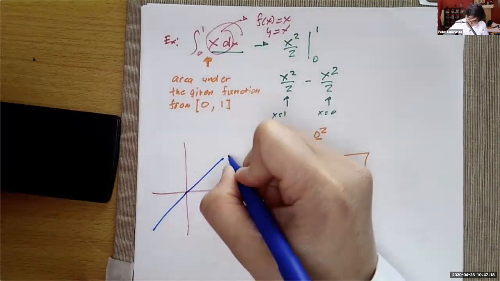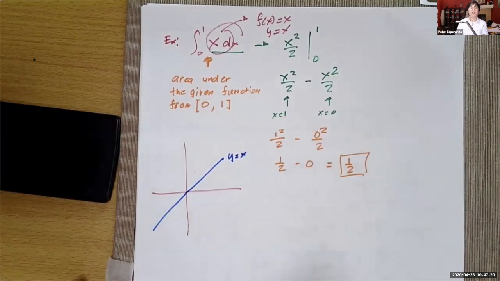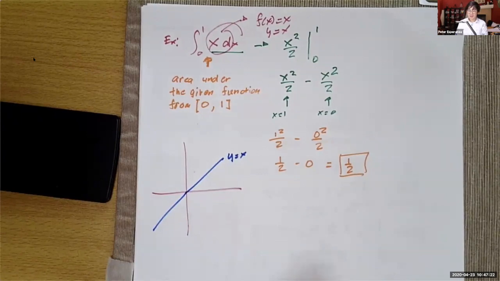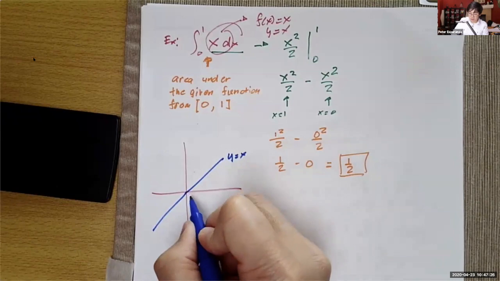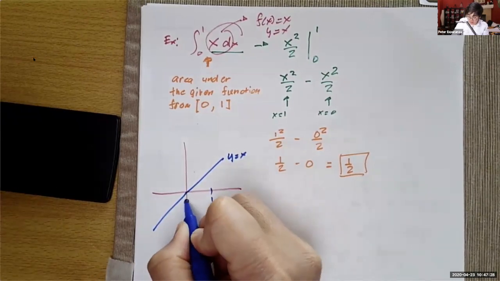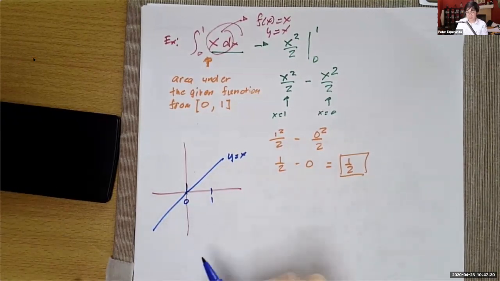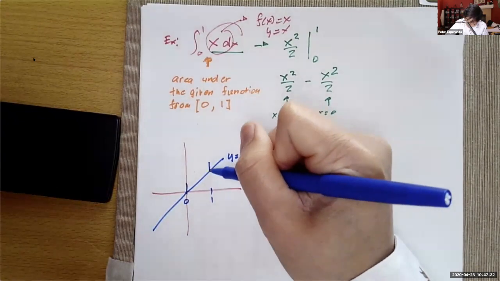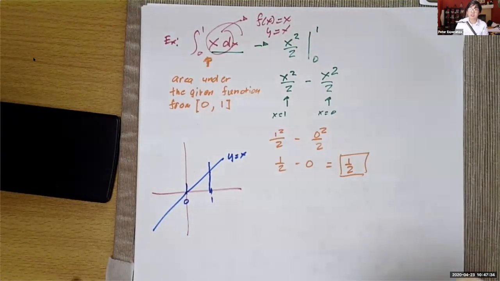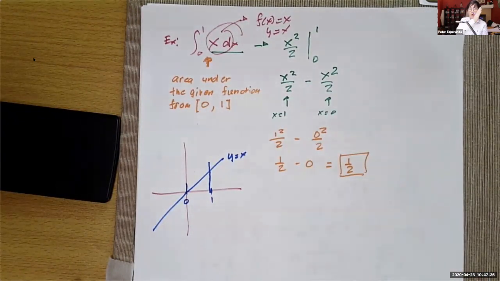This is your function y equal to x, and you are finding the area of y equal to x between 0 and 1. So this is 0 and that is 1. This is the range of values, that's why it's called a limit. It's basically your lower and your upper interval that is included in your function.